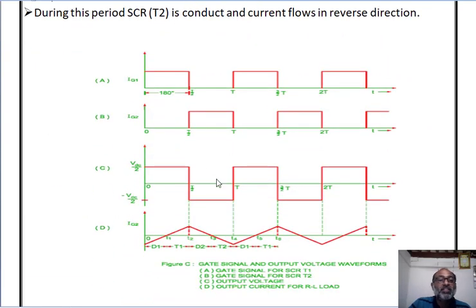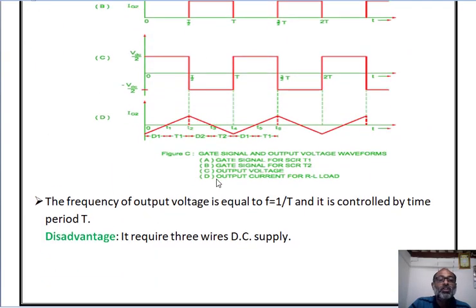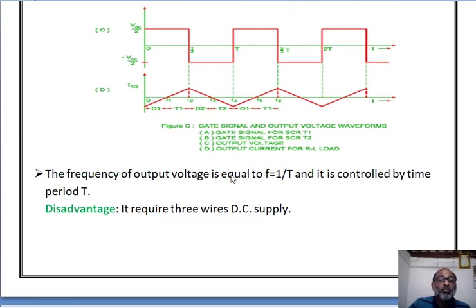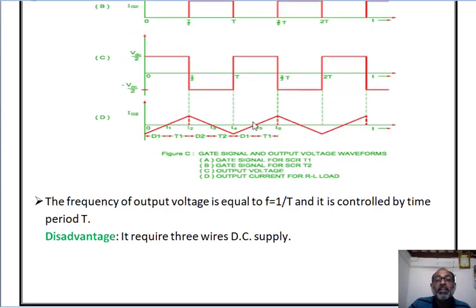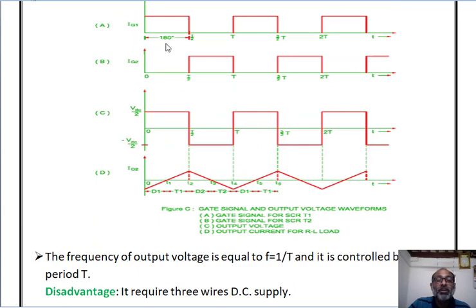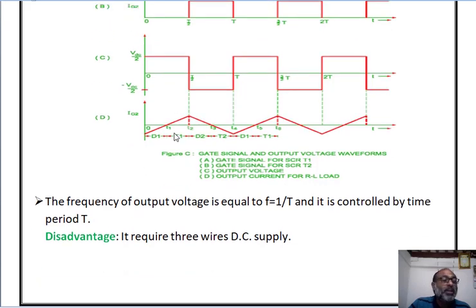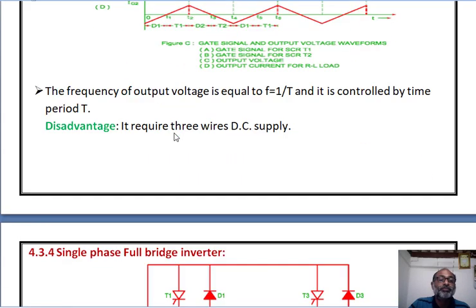So this is the waveform. The frequency of the output voltage is F equal to 1 upon T, so it is controlled by the time period T. If we change the time period, it will change the frequency of the inverter output. Now the disadvantage: the main disadvantage of this type of inverter is that it requires a 3-wire DC supply.